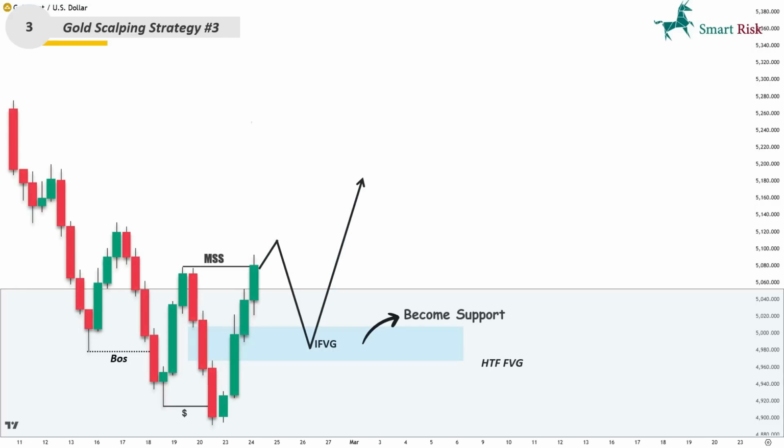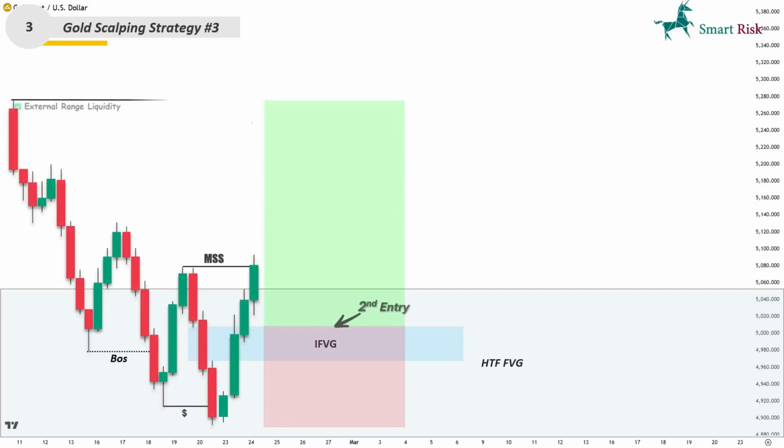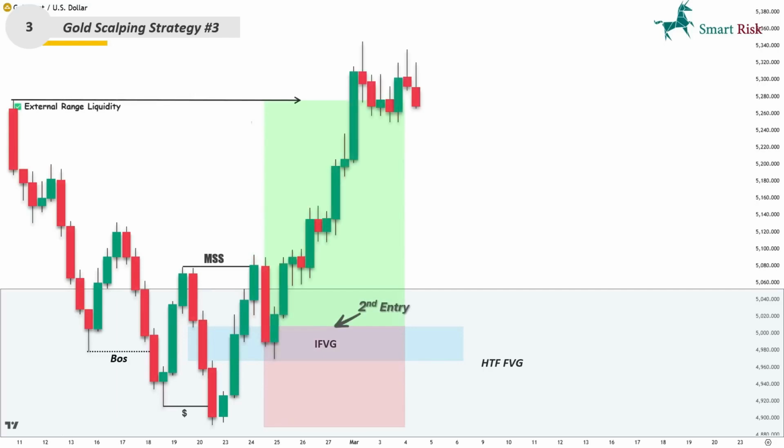Now the next step is executing your position. To do that, you have 2 options. The first option is to enter immediately after the inversion fair value gap forms, inside the higher time frame fair value gap. In this case, you open your position at the opening of the next candle, with your stop loss placed below the most recent swing low. The second option is to place a buy limit order at the highest point of the newly formed IFVG and wait for the price to retrace back into the zone and activate your position.